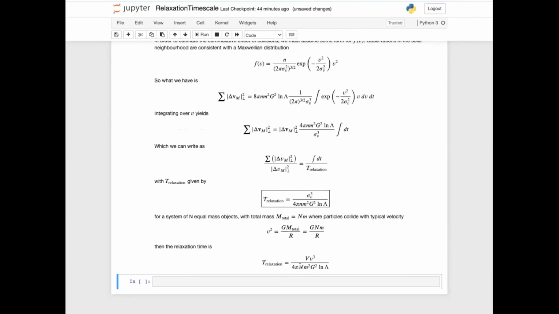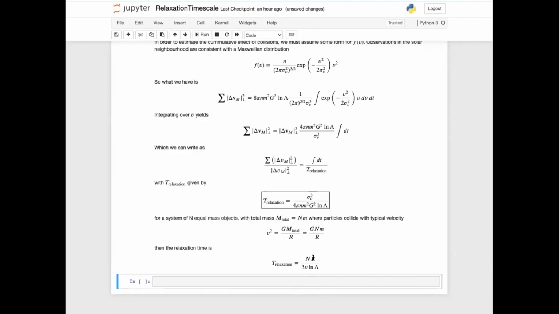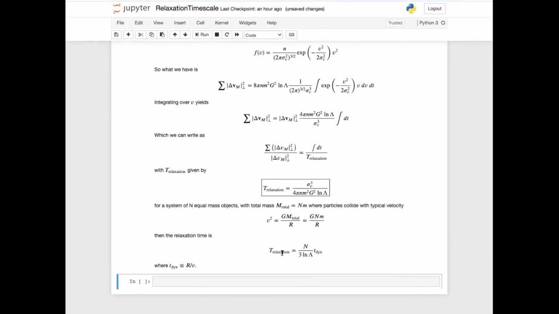Now multiply and divide both by the total number N. Substitute the volume by 4/3 pi r cubed. And I'll substitute the velocity. G squared, little m squared, big N squared, and r squared gives you v to the 4th power. And now define the dynamical time as r over v. We have here then the relaxation time for a system of N equal mass objects.